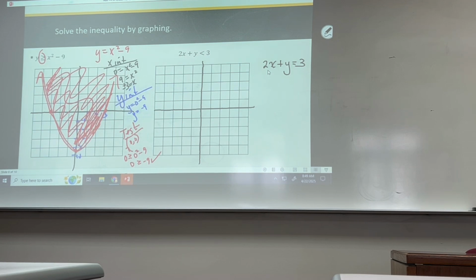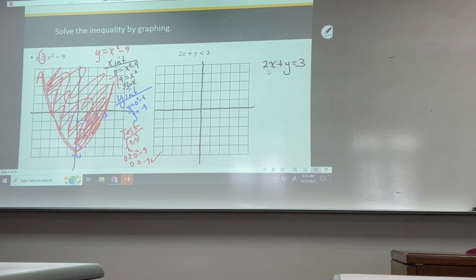ax plus by equals c, or in slope-intercept form, y equals mx plus b. And to graph that, you can do the intercept method. You can put it in y equals mx plus b form. You can do table values. Just how do you want to come up with 2 points? There's only 2 points to draw on. Intercept. So just move the 2x over, or do the intercept method. X and y intercept. The intercept method is easy on this one, isn't it?